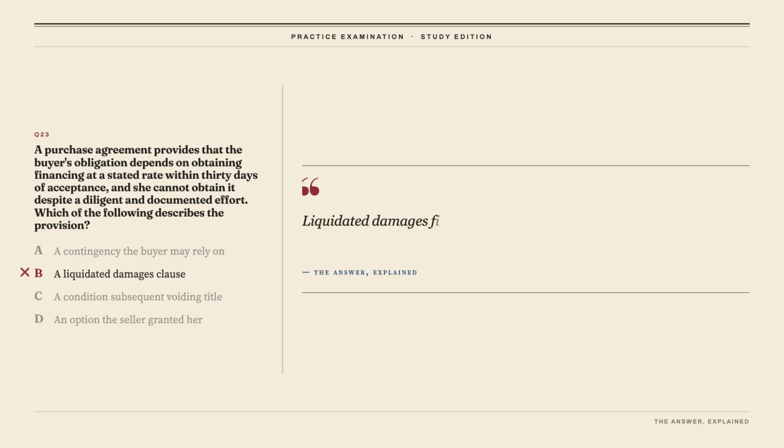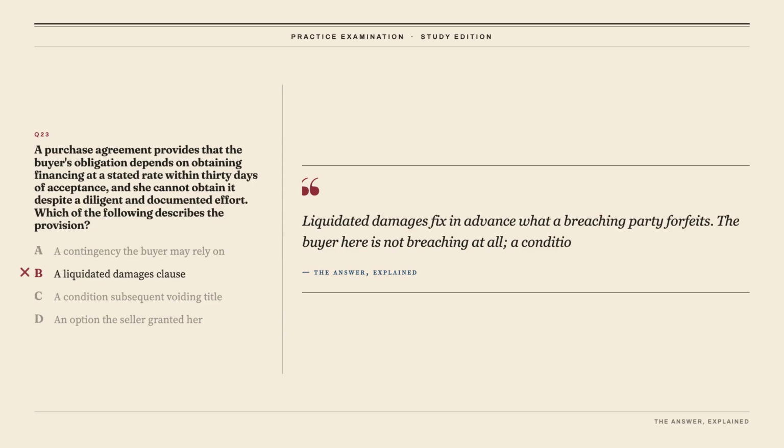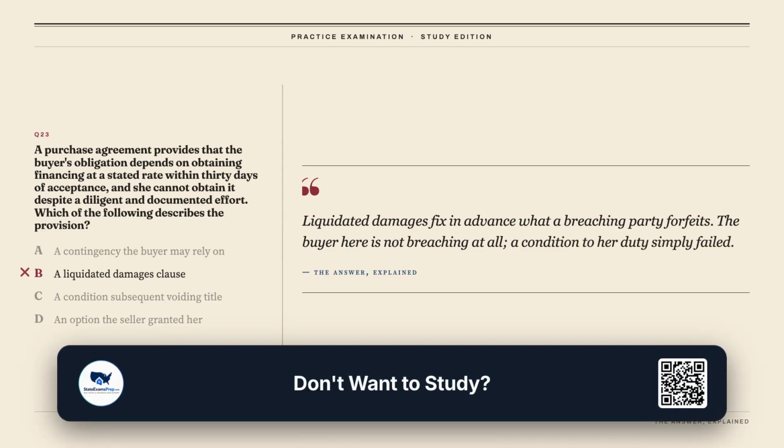B is wrong because liquidated damages fix in advance what a breaching party forfeits. The buyer here is not breaching at all. A condition to her duty simply failed.